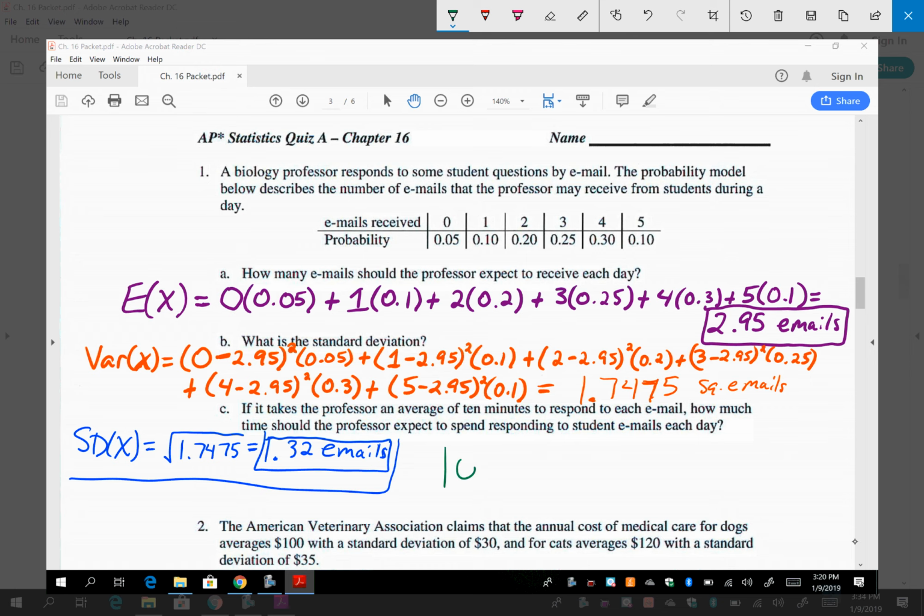We got it. 10 times 2.95 gives us 29.5 minutes, or as Yasmin said, like 30 minutes. Yes, Randall. Oh, because I can't write. I got so excited just to write 29.5, I wrote it early. Yes, Julissa.